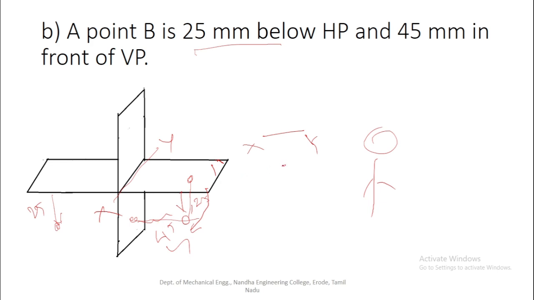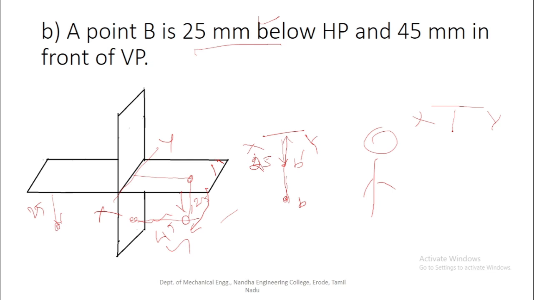So the front view will be lying 25 mm below the HP, and the distance between the VP and the object is 45 mm. So after we rotate 90 degrees in the clockwise direction, the object will come 45 mm below the reference axis. So this is the top view of the point B. The top view will be denoted by the letter b, the front view will be denoted by the letter b with a dash. So this is the projector. So finally this is the reference axis.